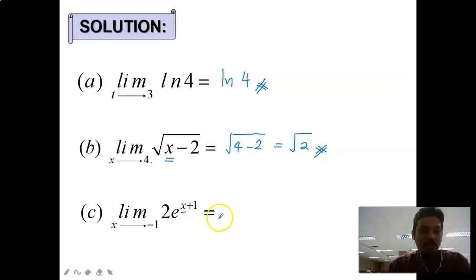And for the next one, we substitute the value of x with -1. It becomes 2e to the power of x, with x equal to -1, plus 1. Then we come up with 2e to the power of 0, where e to the power of 0 equals 1, so it is equal to 2.